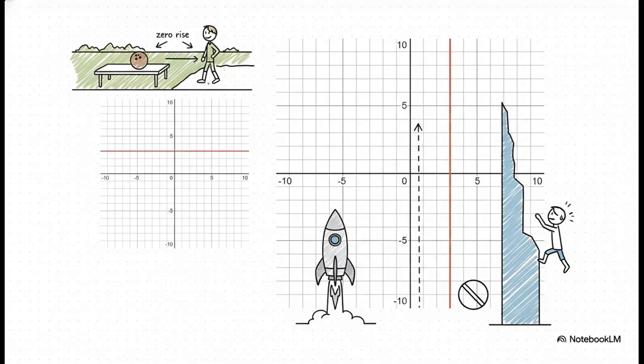So check these out. A horizontal line is totally flat, right? It has zero rise. It's not going up or down at all. So its slope is just zero. Makes sense? But a vertical line, it's all rise with zero run. And since slope is rise divided by run, well, we can't divide by zero. That's a huge no-no in math. That's why we just say its slope is undefined.